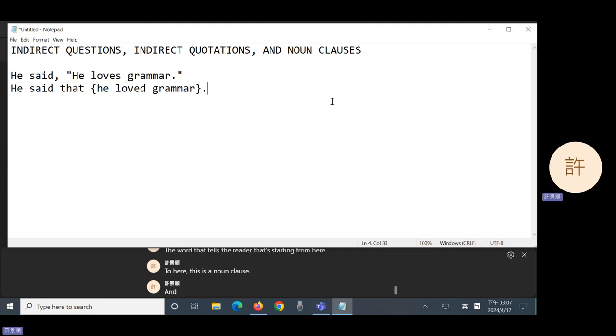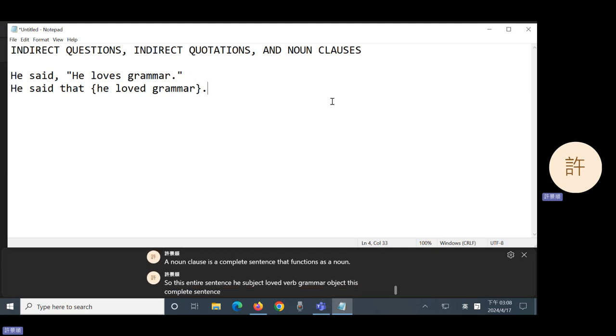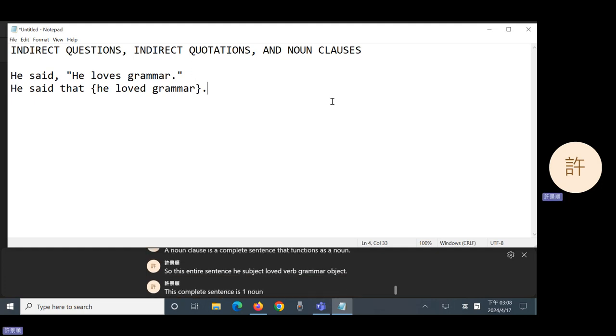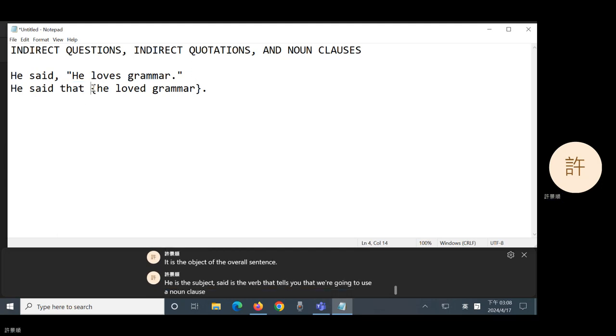A noun clause is a complete sentence that functions as a noun. So this entire sentence, he, subject, loved, verb, grammar, object, this complete sentence is one noun. It is the object of the overall sentence. He is the subject. Said is the verb. That tells you that we're going to use a noun clause. And this noun clause is the object.